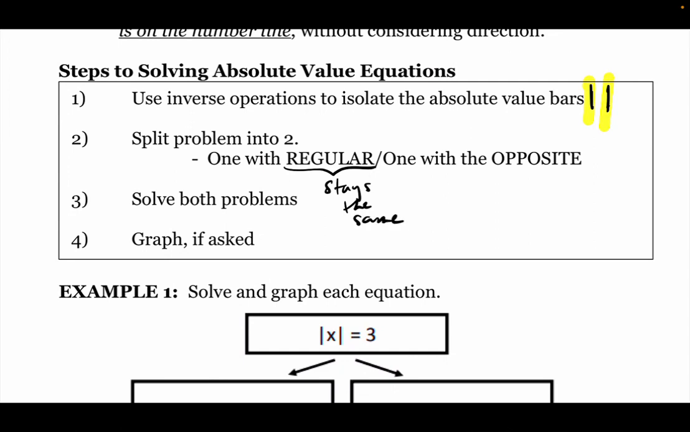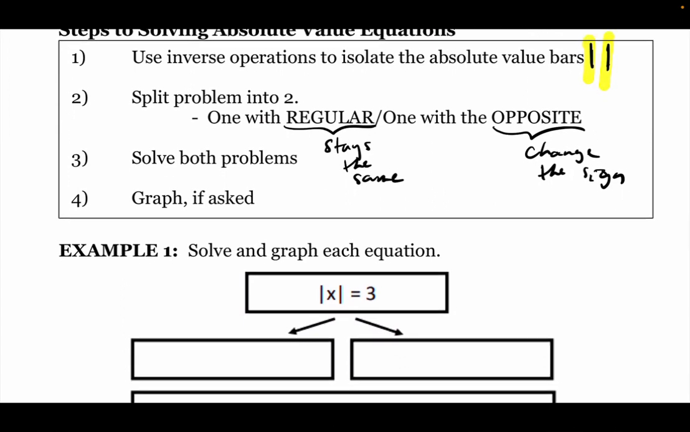And then the opposite. Opposite means different signs. Change the sign. Whatever it was before, change the sign. Make it positive, make it negative, whatever. Solve both problems, solve for x, and then if you need to, graph.